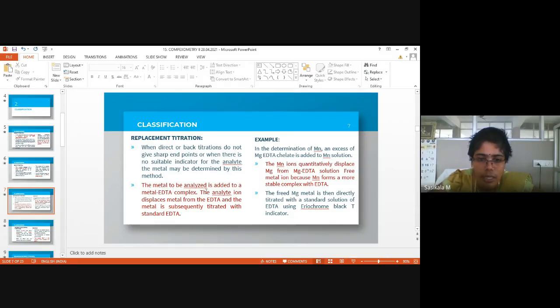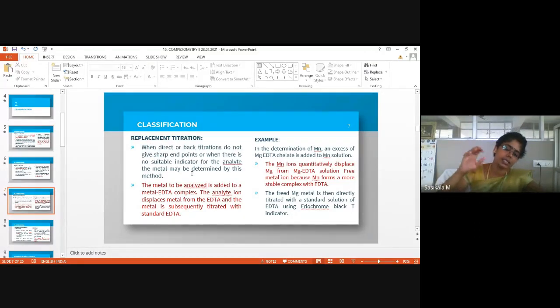Okay, then what happens? This analyte metal displaces the metal from the EDTA. So this metal will be replacing or displacing the metal attached to the EDTA, and it forms a complex with the EDTA. And the displaced metal, the free metal that is formed, will be subsequently titrated with standard EDTA solution. Got it? So this is replacement titration.